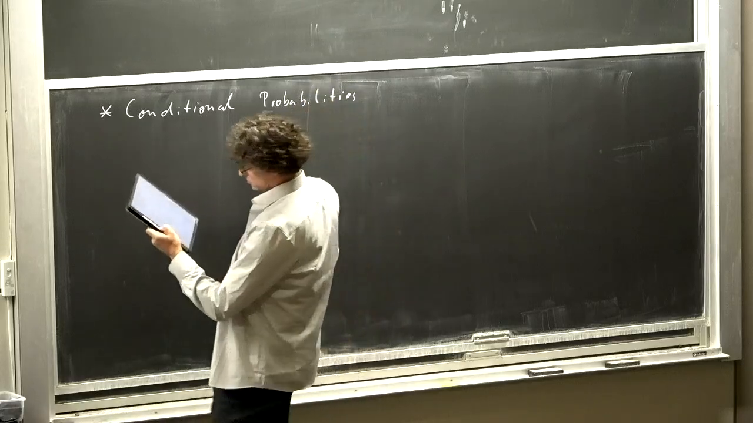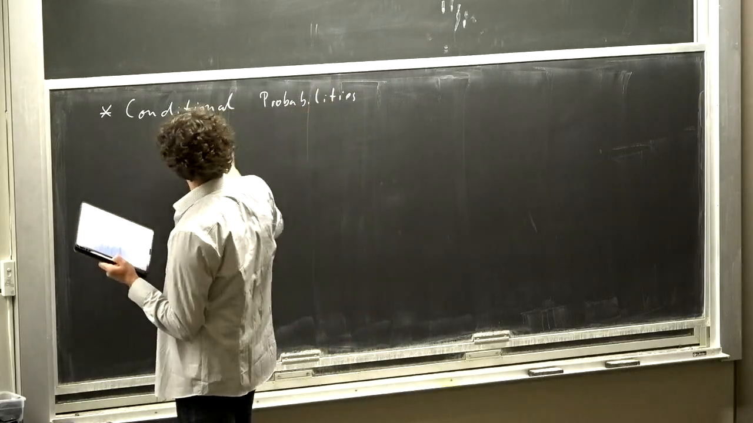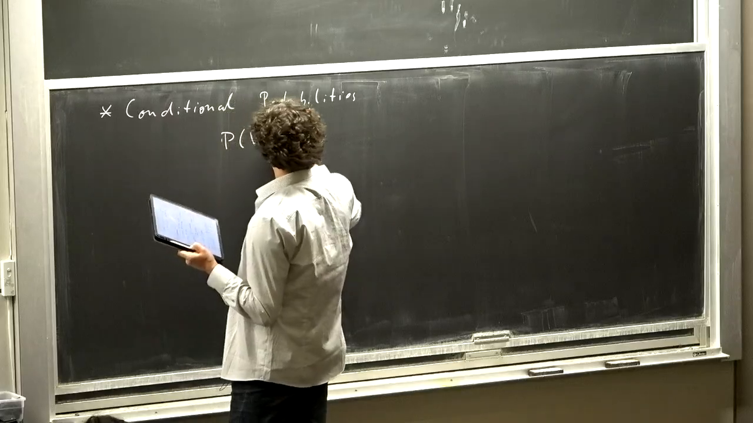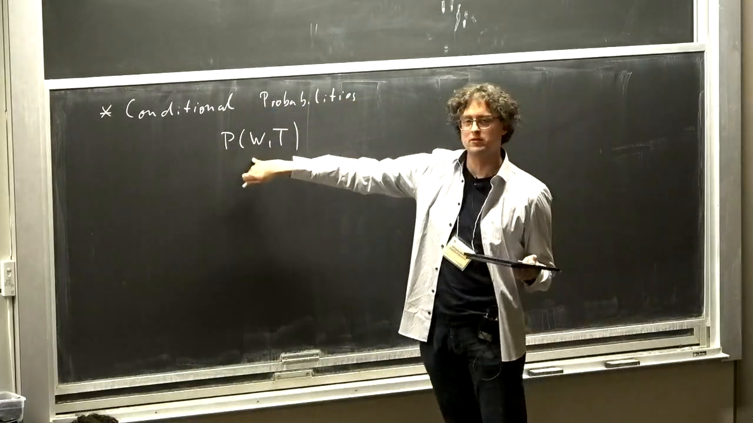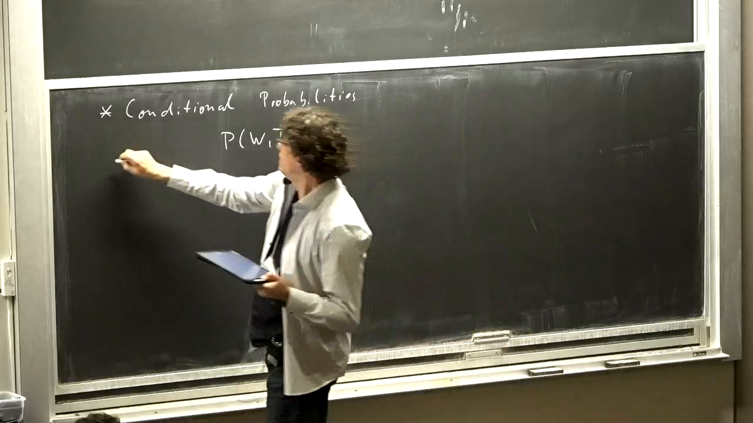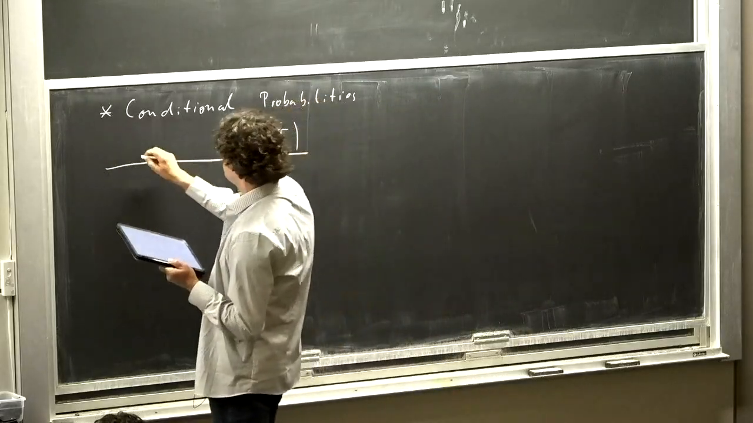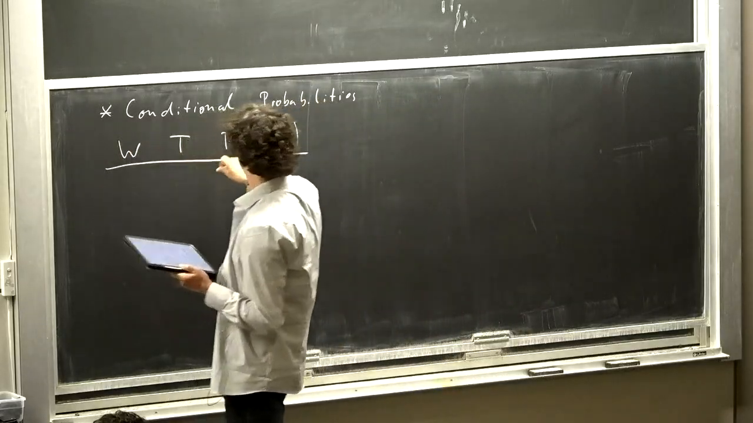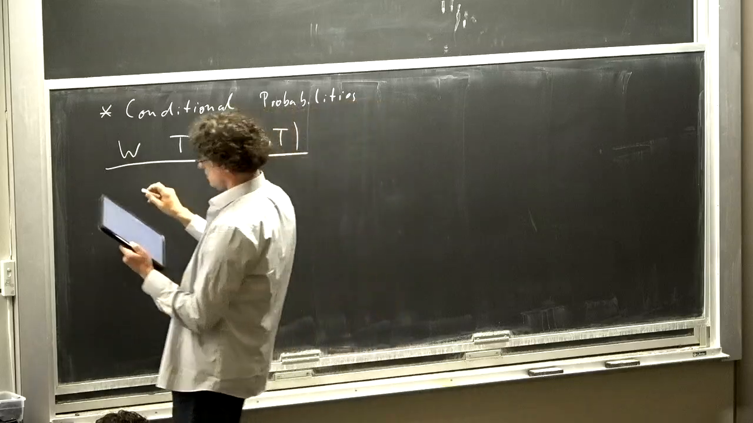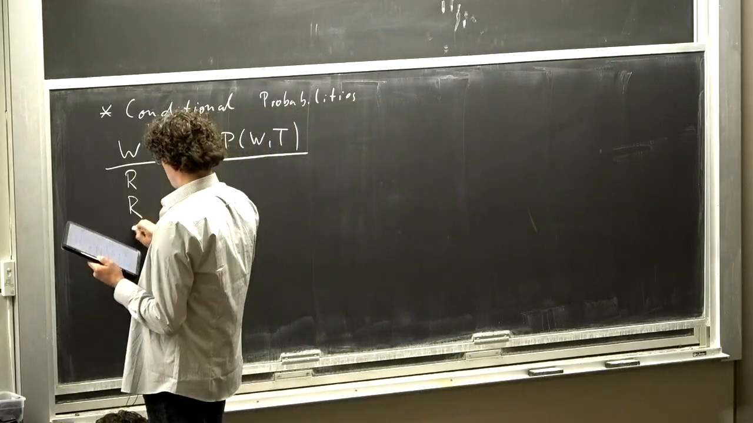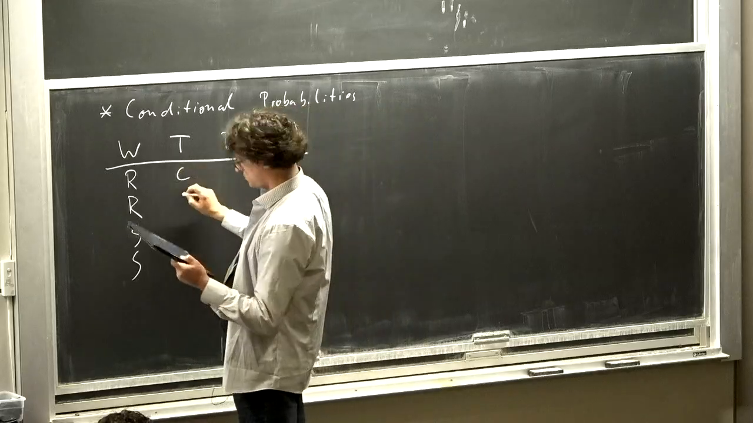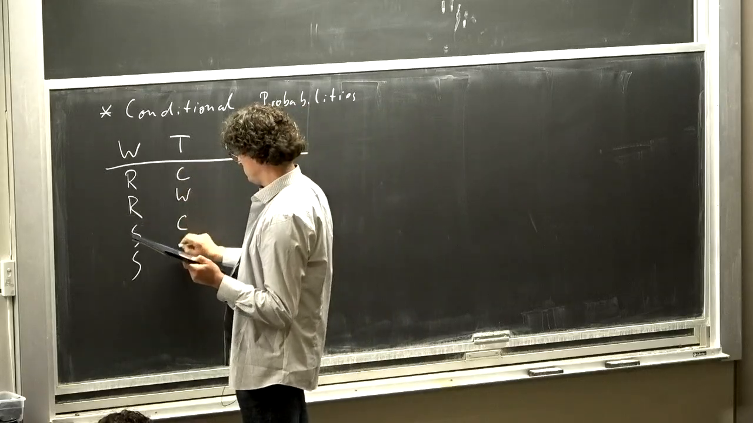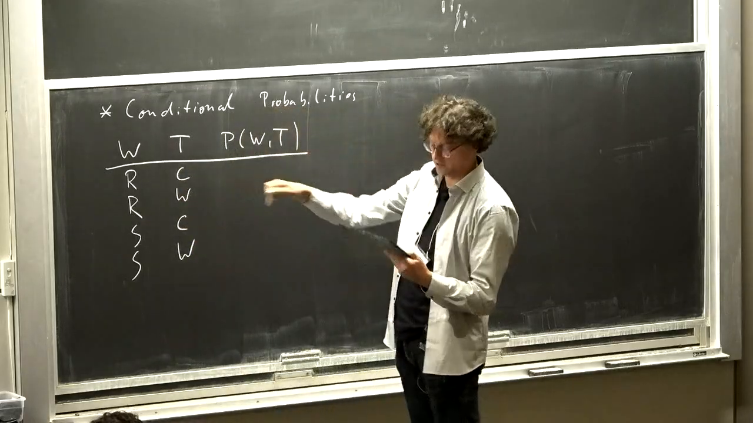I would like to just start with an example. Let's suppose we have a probability distribution function for two variables. One is called W, the other is T. W happens to have two possible values. It's weather, and this can be either rainy or sunny. And temperature, which can be either cold or warm. So these are the four possible combinations.